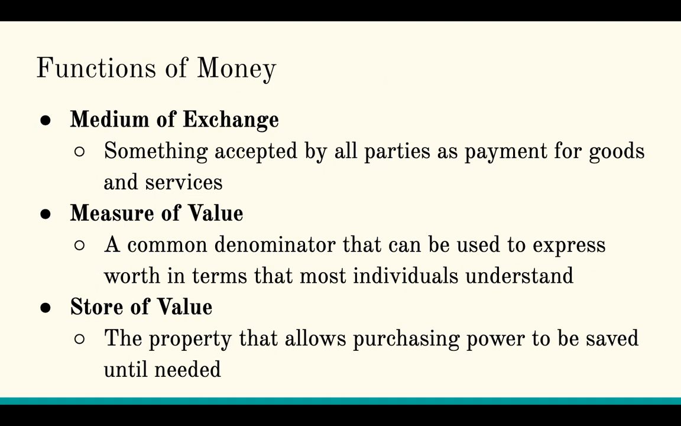Okay, so of the three functions of money, this is the first we're looking at. For something to function as money, it must serve as a medium of exchange, something that is accepted by all parties as payment for goods and services. Throughout history, societies have used many materials as a medium of exchange, including gold, silver, even salt, in ancient Rome specifically.